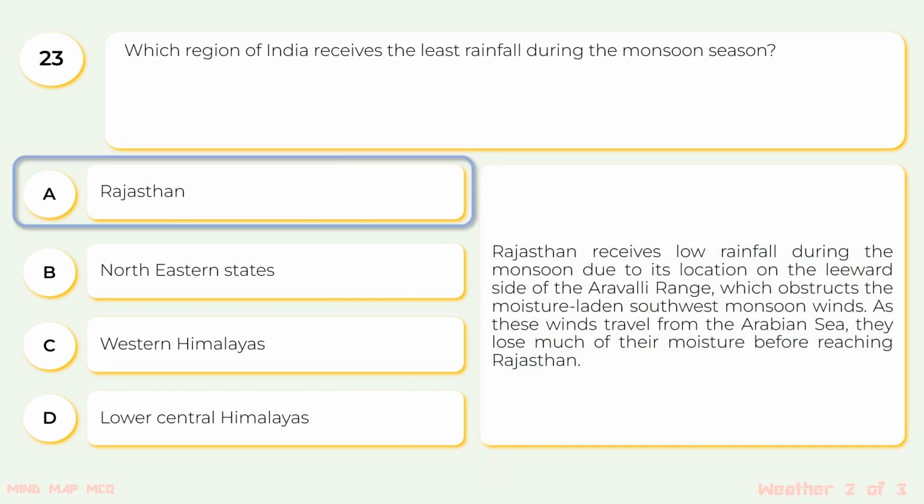Rajasthan. Rajasthan receives low rainfall during the monsoon due to its location on the leeward side of the Aravalli range, which obstructs the moisture-laden southwest monsoon winds. As these winds travel from the Arabian Sea, they lose much of their moisture before reaching Rajasthan.